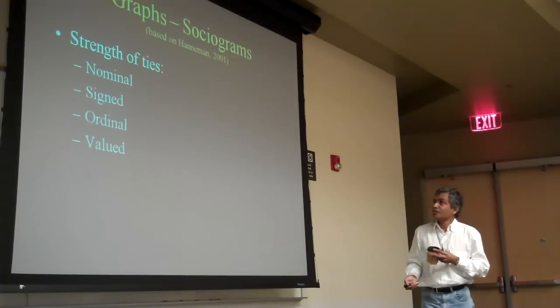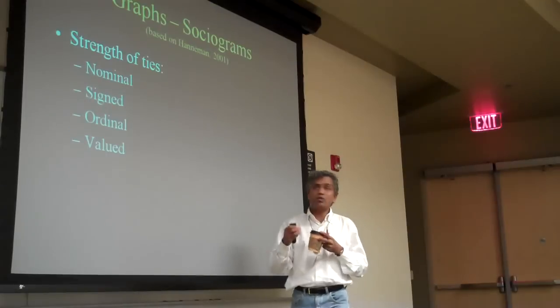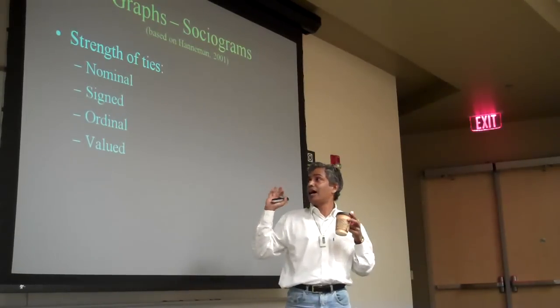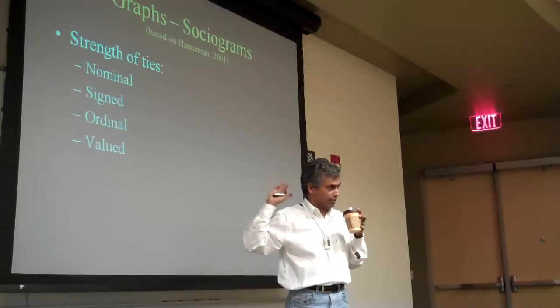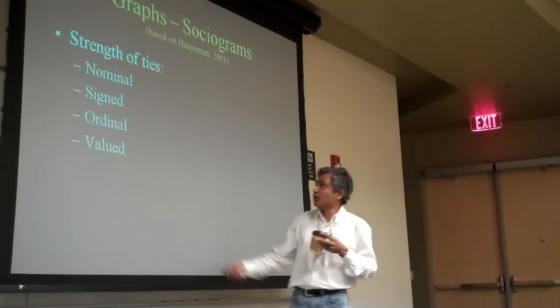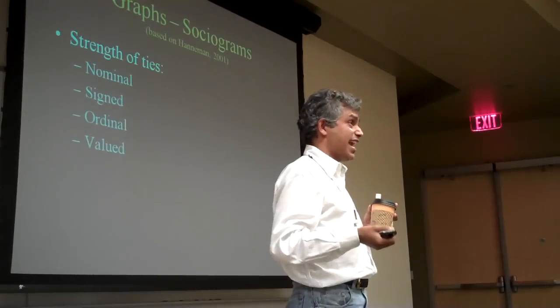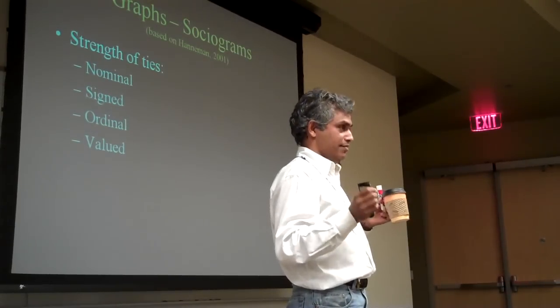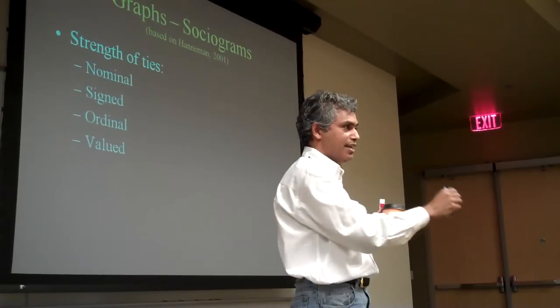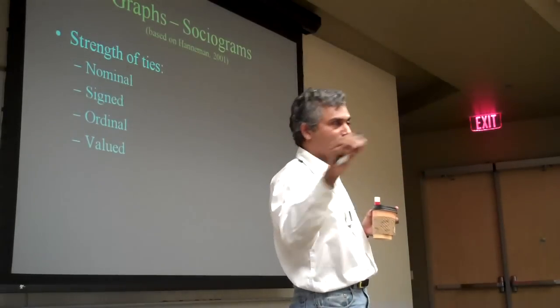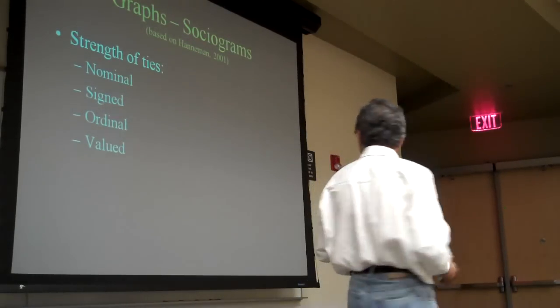Okay? But you can also say nominal. That means there is no strength; they're all considered equal. You can consider positive as well as negative. Negative means they kind of hate me. So that link essentially says it's not a good relation that I have, but a bad relation. Okay.